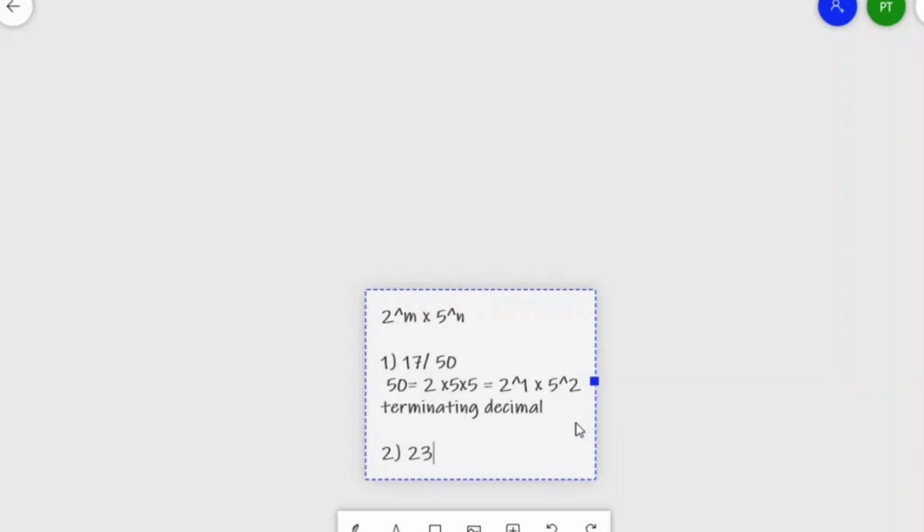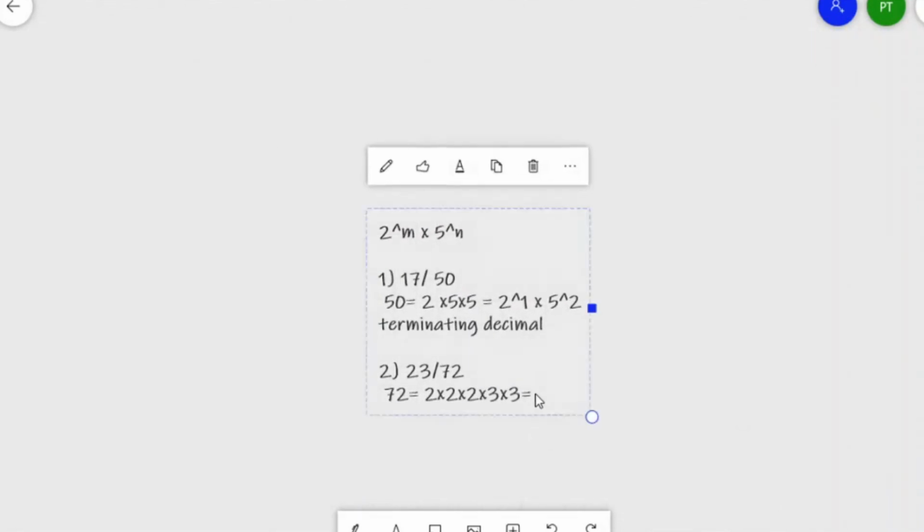So let's just keep this number in our mind, 23 by 72. After prime factorizing the denominator, okay? Once you do it for 72, you will get 2 times 2 times 2 times 3 times 3. Just by looking at it, we can know that there is no 5 included in the factorization of 72. So therefore, it's going to be a non-terminating decimal. If there was a 5 included somewhere here instead of 3, then it would have been a terminating decimal. But 72's factorization happens to be like this. So there's no other option.